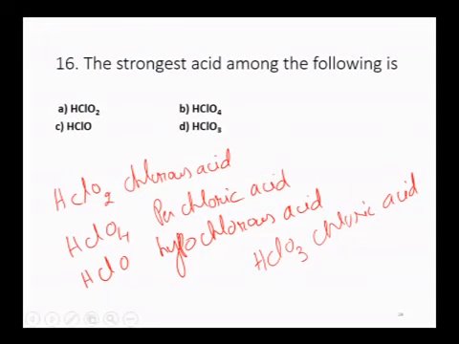Among all the four, the chlorine oxidation state is maximum in HClO4. As you know, calculation of oxidation state is hydrogen plus 1, oxygen minus 2 into 2 minus 4. So left out is chlorine is plus 3 in the chlorous acid. In case of HClO4, minus 2 into 4 minus 8, hydrogen is plus 1, chlorine is plus 7.